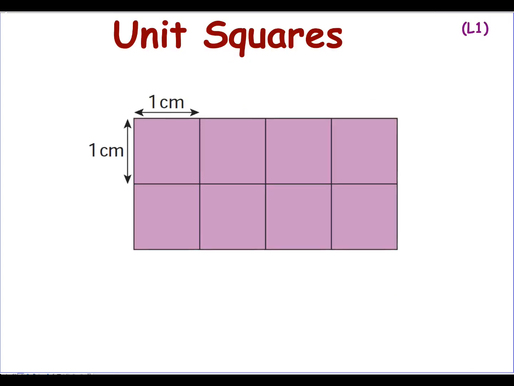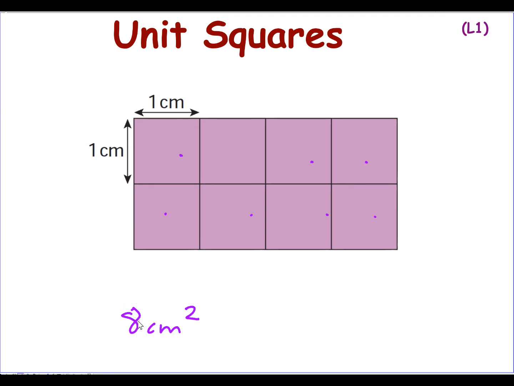At level 1, sometimes you're given area questions that involve centimetre squares. So all you really need to do is to count the number of squares. So the area of this rectangle is 1, 2, 3, 4, 5, 6, 7, 8. It's 8 centimetres squared.